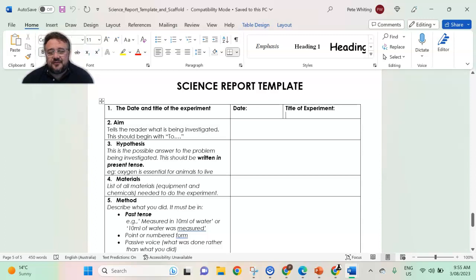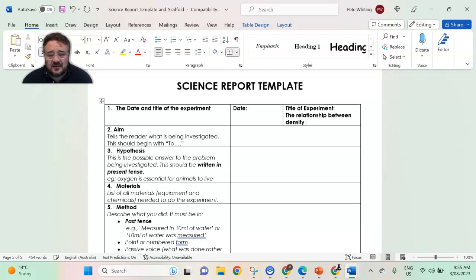Title of the experiment. So this one, I'll give you the start. The relationship between density and, I'm going to spell this wrong. Nah, I got it right. Nice. The relationship between density and buoyancy. Excellent. Aim. Your aim is to explore that relationship, to investigate.